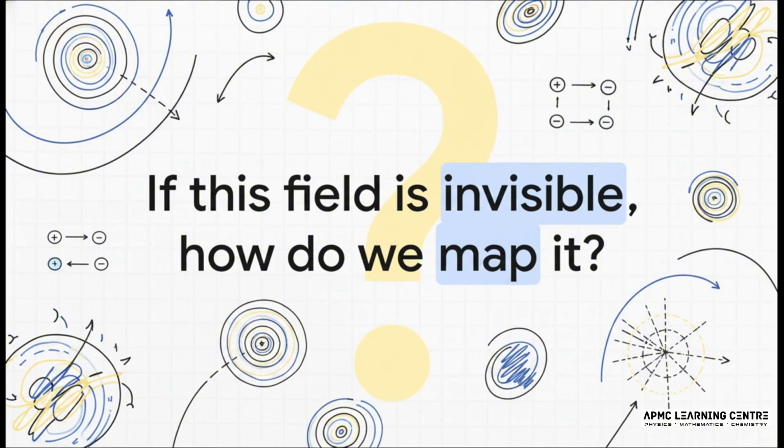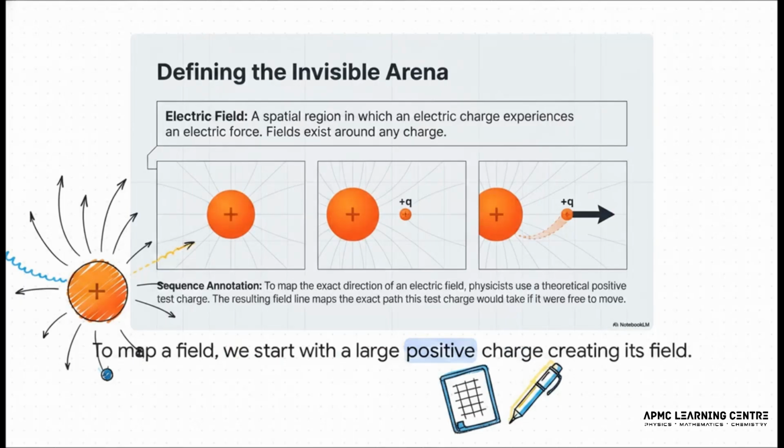Which, of course, brings us right back to our big problem. If this entire arena is invisible, how in the world do we map it? It seems impossible, right? Well, physicists came up with a really clever little trick to make the invisible visible. Here's the trick. To map the field around this big positive charge, we imagine a tiny little positive test charge. Just think of it as our pen, okay? It's the tool we're going to use to draw our blueprint.